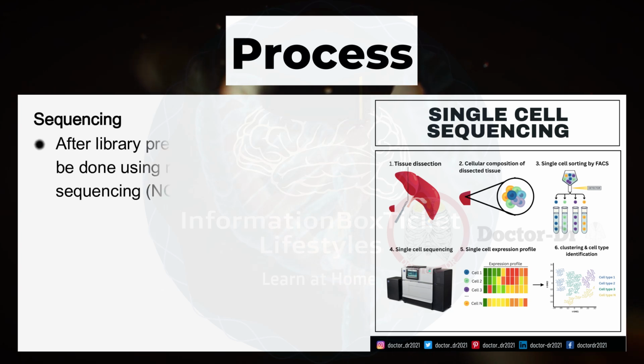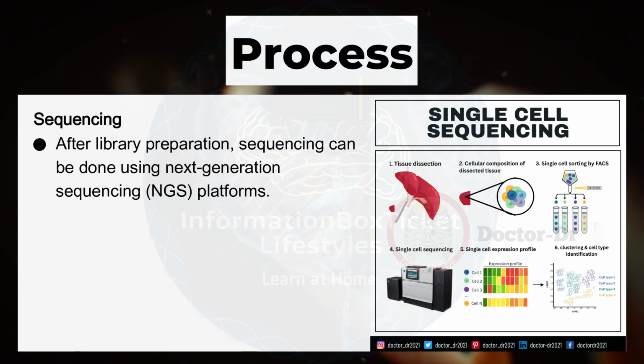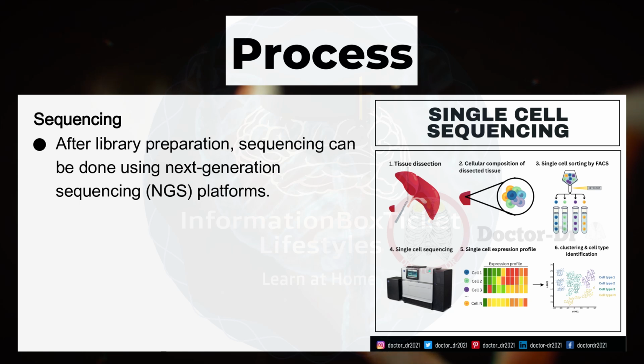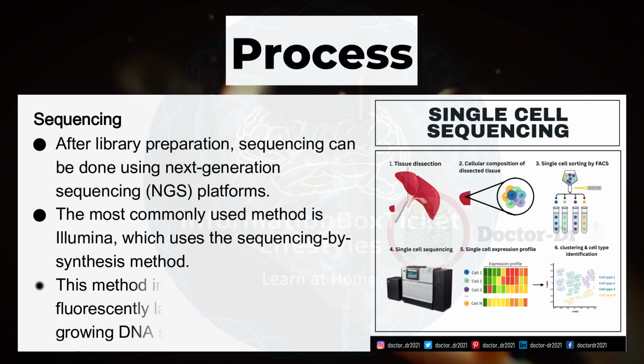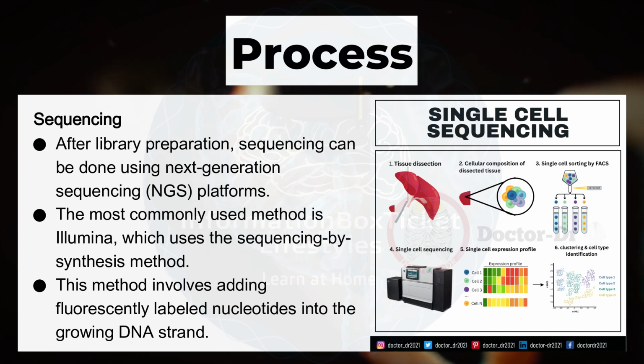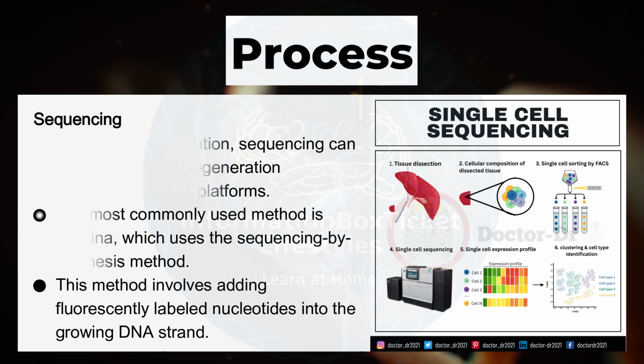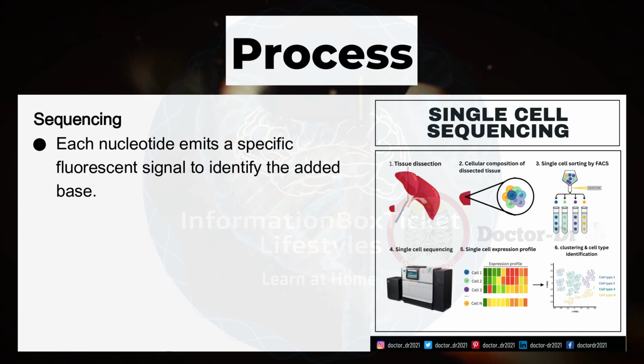Sequencing. After library preparation, sequencing can be done using next-generation sequencing, NGS platforms. The most commonly used method is Illumina, which uses the sequencing by synthesis method. This method involves adding fluorescently labeled nucleotides into the growing DNA strand. Each nucleotide emits a specific fluorescent signal to identify the added base.